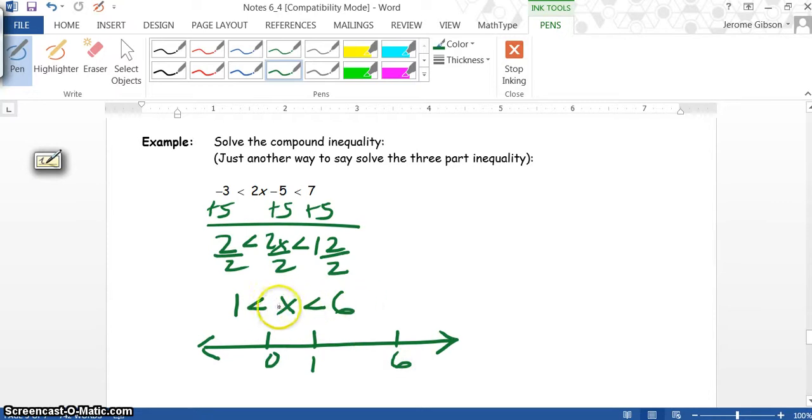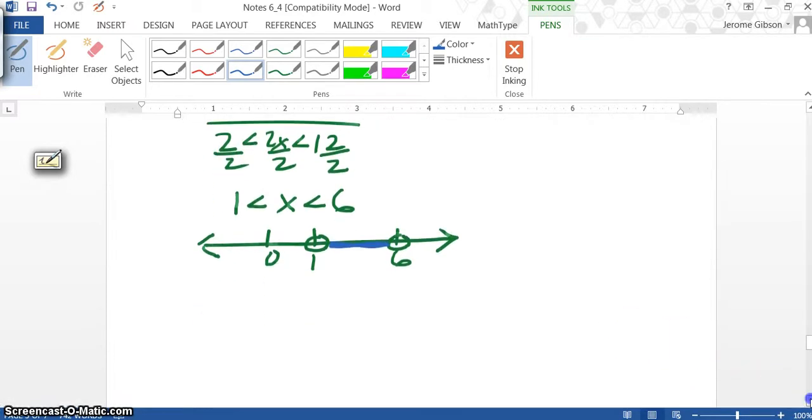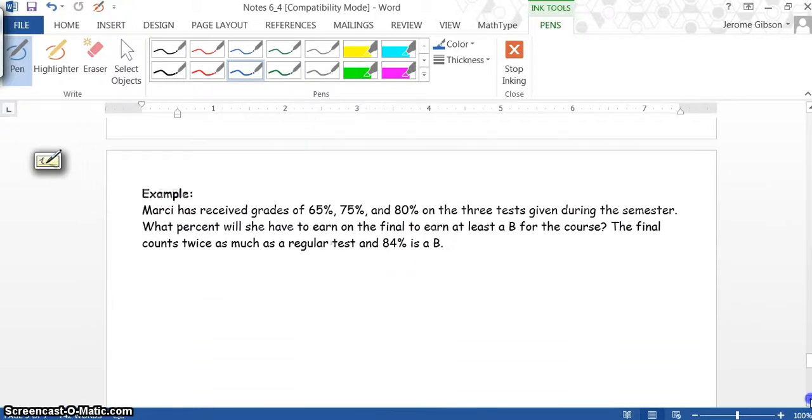Now, since this is not "or equal to," we will put our open circles here. And then we will connect them because x is in between 1 and 6. Okay, now we move on.